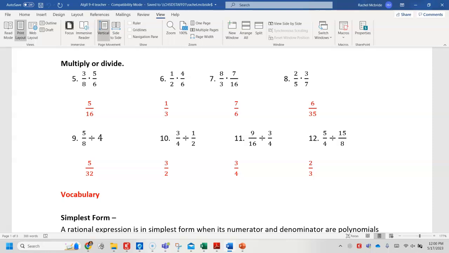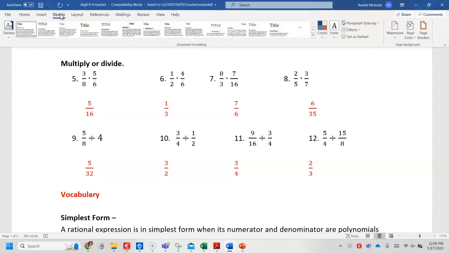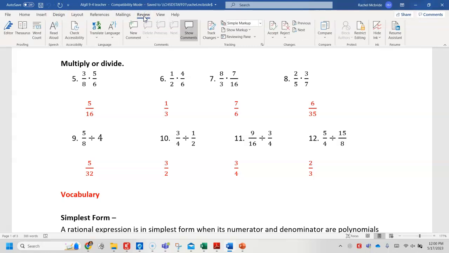So obviously in number 5, when I would multiply that one straight across, I would have 15 over 48, so 15 and 48 divided by 3, giving me the 5/16.